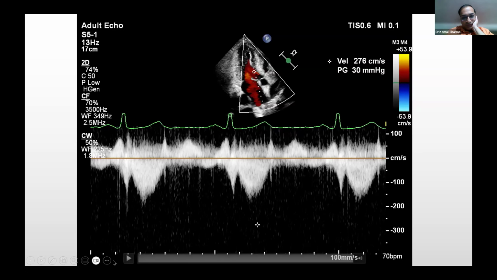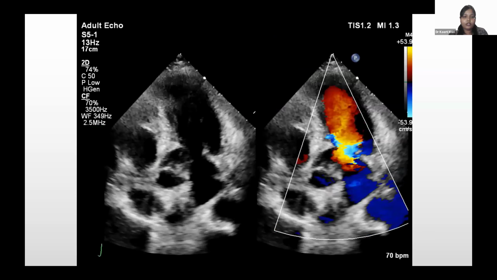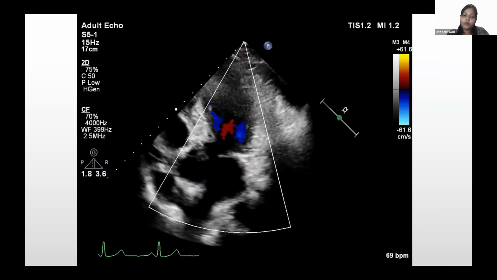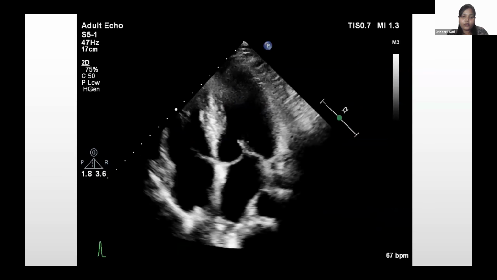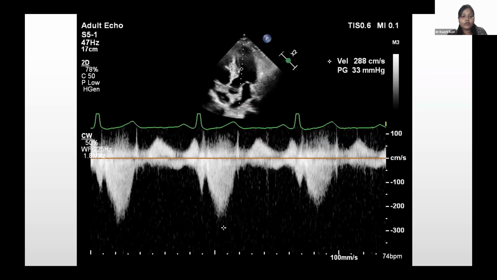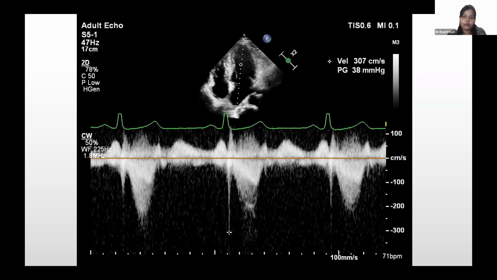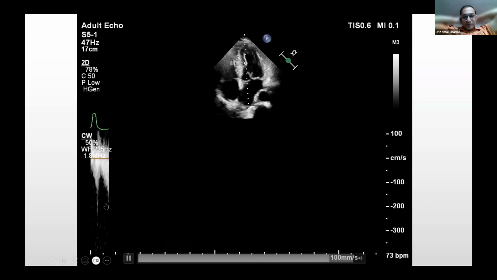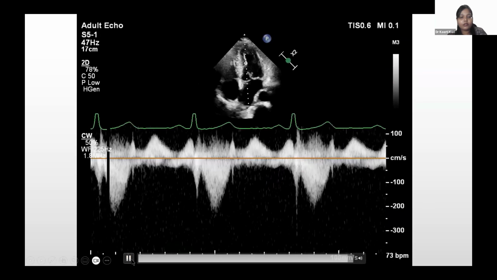Next slide. This is the continuous wave Doppler put across the apical 3-chamber view. It shows turbulence across the left ventricular outflow tract, with the dagger shape. The gradient is 38 at rest. With Valsalva, it is 58.